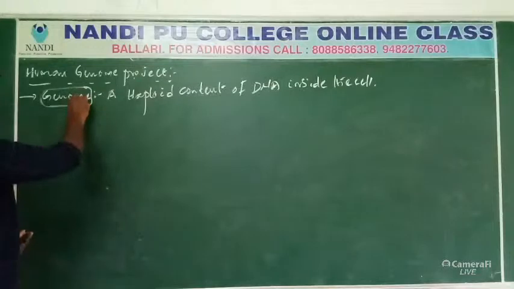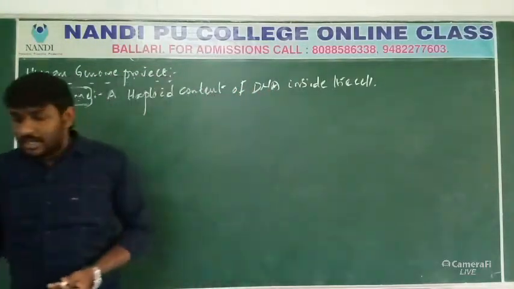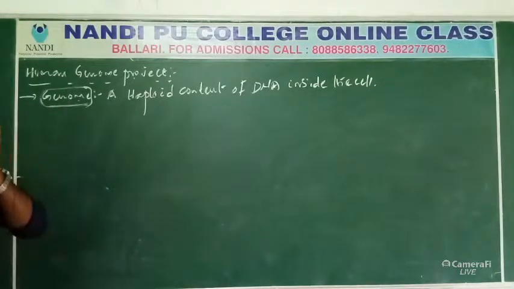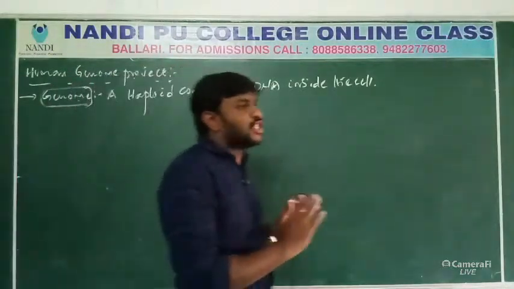What is meant by genome, children? A haploid content of DNA present inside the cell. So haploid content means we are going to study only a single set of chromosomes, only one set. Why? What is the importance of the study of the human genome project?